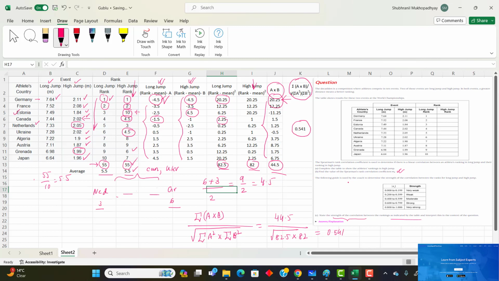Now to understand whether this is a strong association or a weak association, we have been provided with a chart. It says between 0.4 to 0.599, the strength is moderate. Hence we found that the association is moderate and positive. We can say that with an increase in the rank of the long jump category, you most probably will see an increase in ranks in the high jump category.